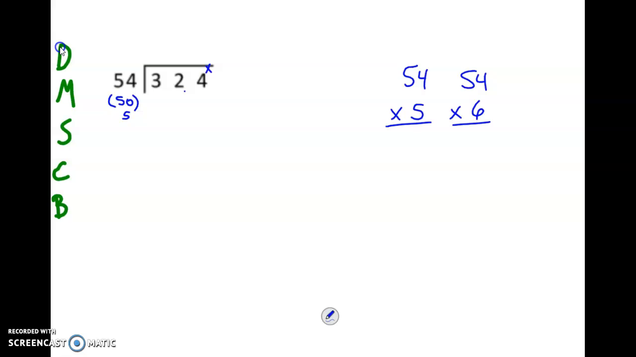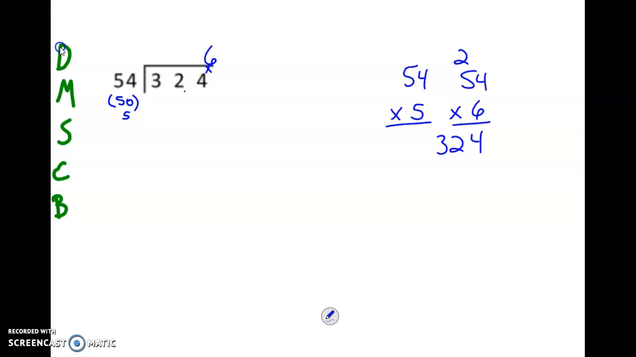So I'm over here, I'm doing this 54 times 6. 6 times 4 is 24. Bring my 2 up. 5 times 6 is 30, plus 2 is 32. 324. Bam, it worked exactly. So I'm going to put my 6 up here.